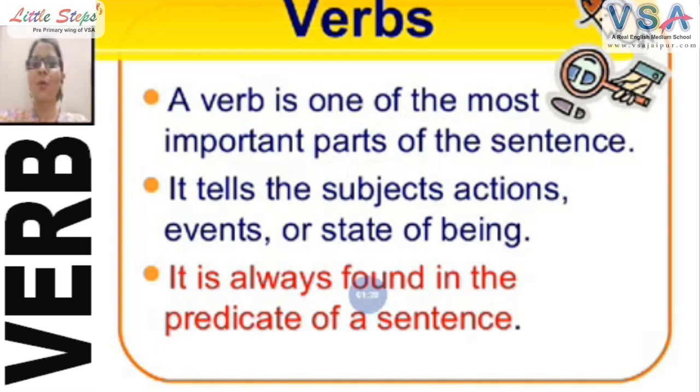A verb is one of the most important parts of the sentence. As I have told you earlier, this is the most important part of the sentence. It tells the subject's action, events or state of being. What does it say? It says the subject's action. What is a subject? We all are subjects. A person or an animal who does the action is called the subject. वो ही subject होता है जो action करता है, जो function करता है, जो कोई movement करता है. And the verb is not only the action of the subject, it is also the state of being.